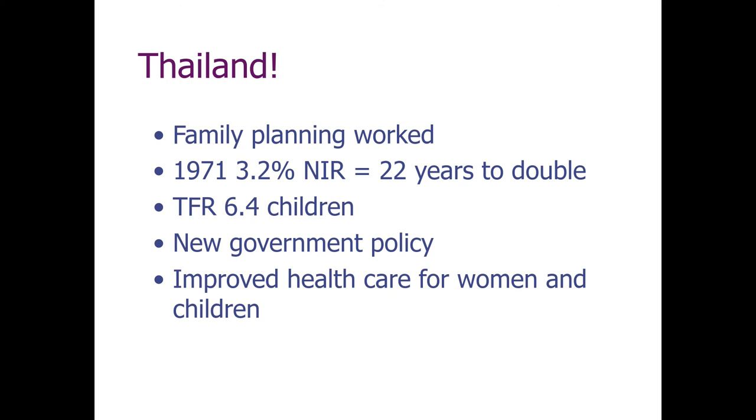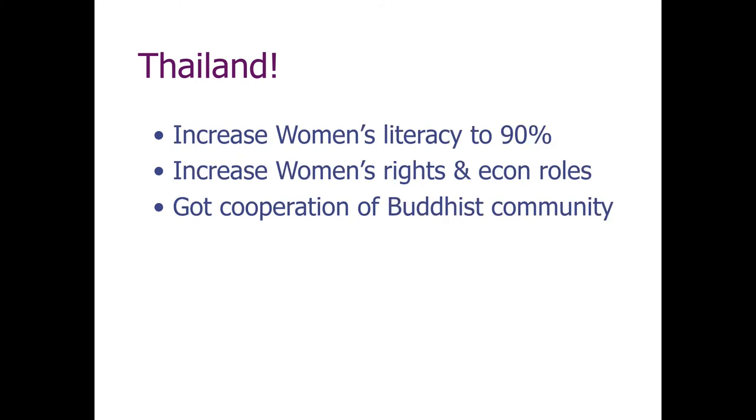Government came out with a new policy. They wanted to improve health care for women and children first. That's where they started. They increased women's literacy rates up to 90%. They increased women's rights and economic roles. They got the cooperation of the Buddhist community to do things like bless contraceptives, not just to approve contraceptives, not just to not speak out, as in Ireland and some of the other Catholic countries where the church spoke out against abortion.